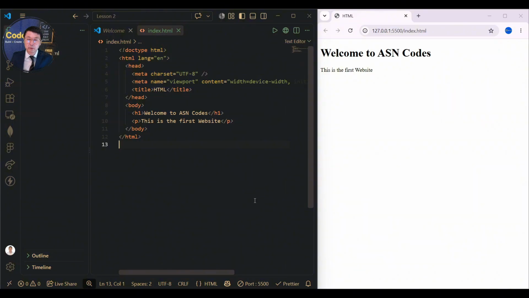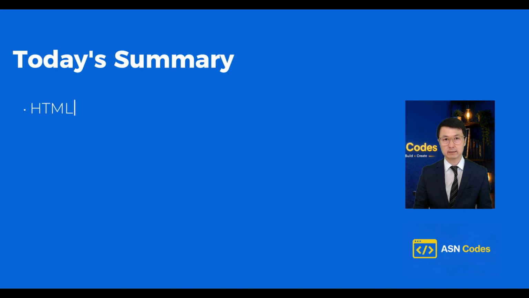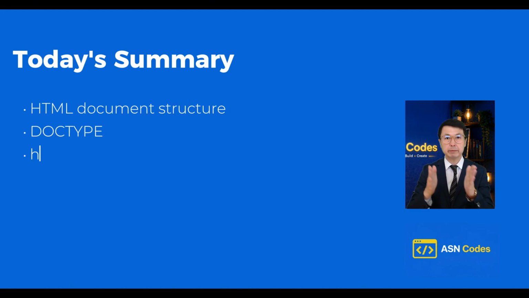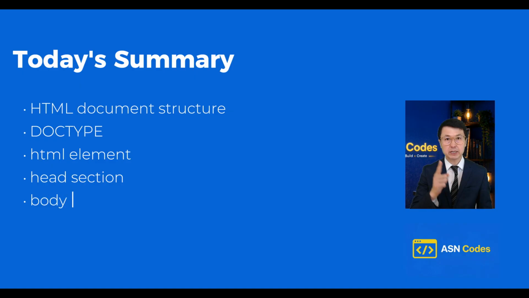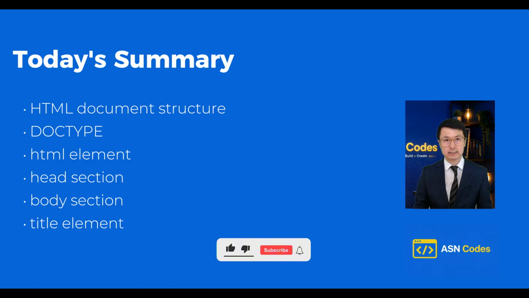Congratulations! You have now created a complete HTML document and added your first visible content. Let's quickly review today's lesson. We learned the HTML basic structure that every HTML page follows. We learned what the doctype declaration does, the purpose of the html element, the difference between the head and the body, and how the title appears on the web page tab. Most importantly, we have created our own HTML document and displayed content in the web page.